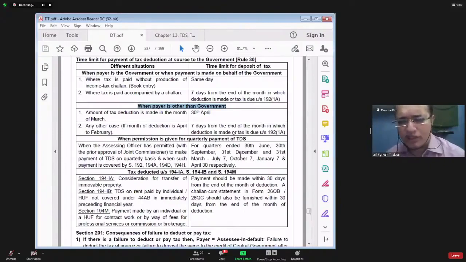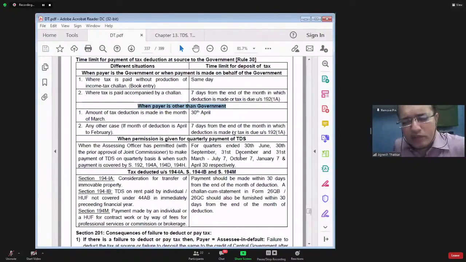So Inside Commerce Studies, whatever TDS they have deducted in the month of April, they have to pay by 7th of May. Whatever TDS they have deducted in the month of May, they have to pay to the government by 7th of June. Whatever TDS they have deducted for the month of June, they have to make payment to the government by 7th of July. So on and so forth.